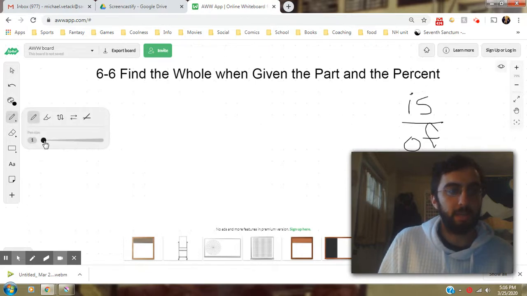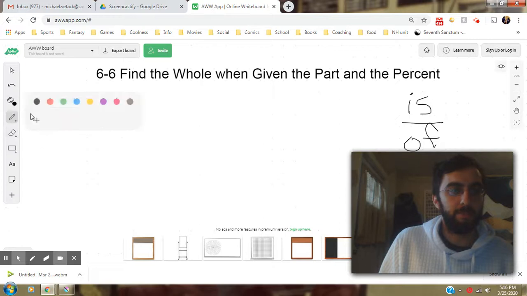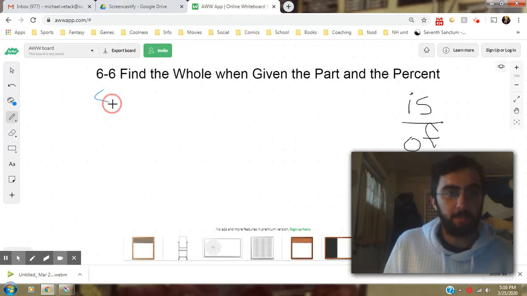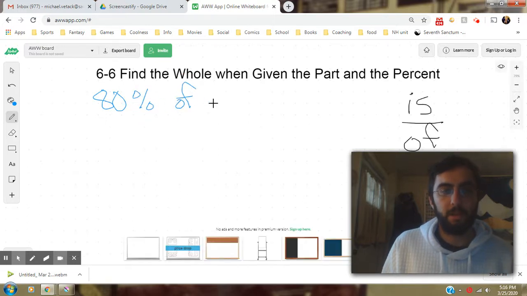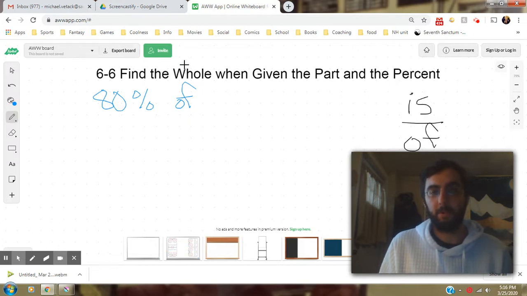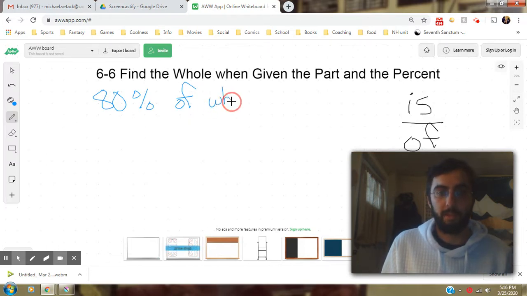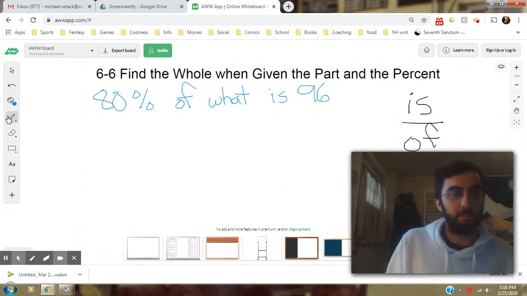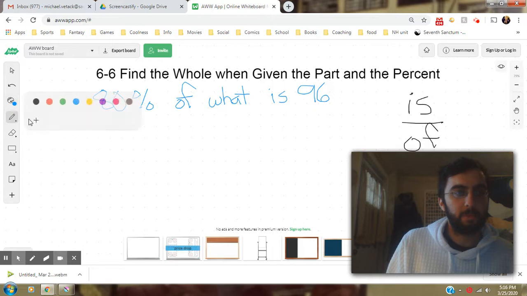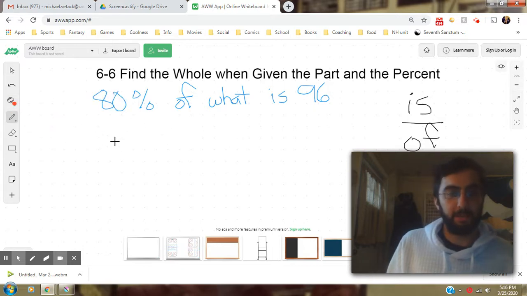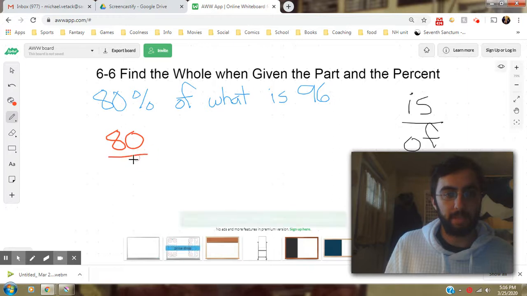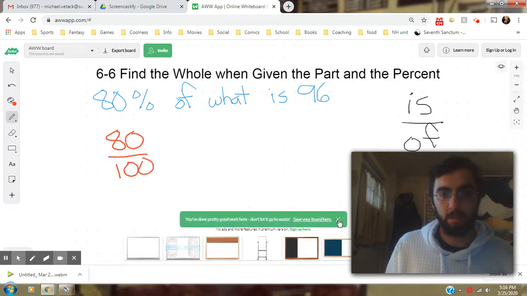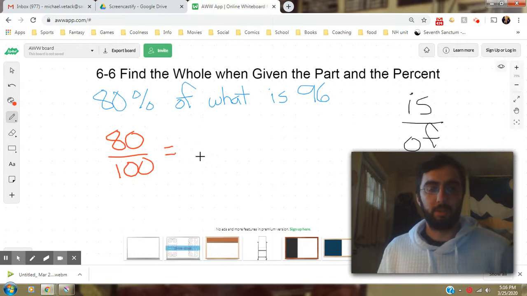So let's take a look at our first example. Let's go with 80% of, so this is when we do not have the whole, we're looking for the whole. So of what is 96? If we break that down, 80%. So again, we know 80% is 80 over 100. We're doing basically just equivalent fractions.